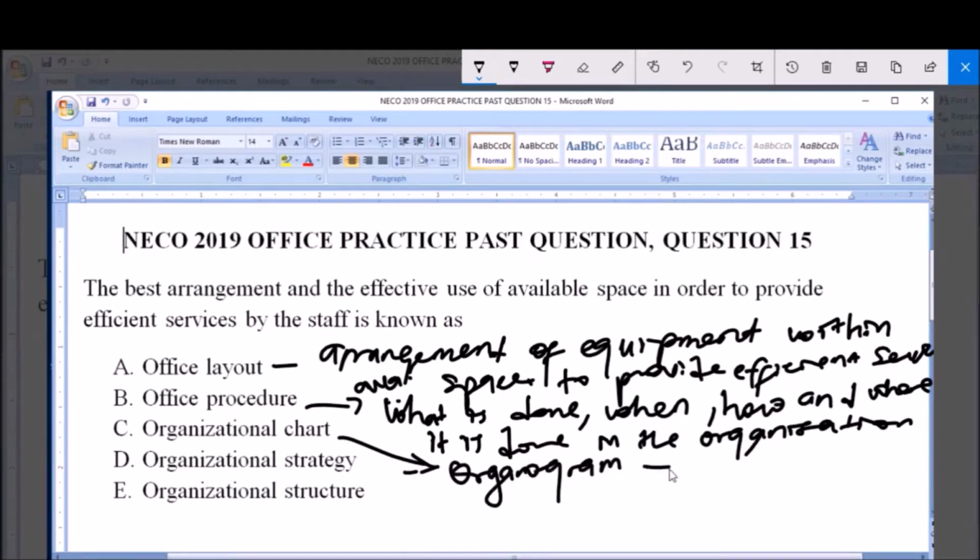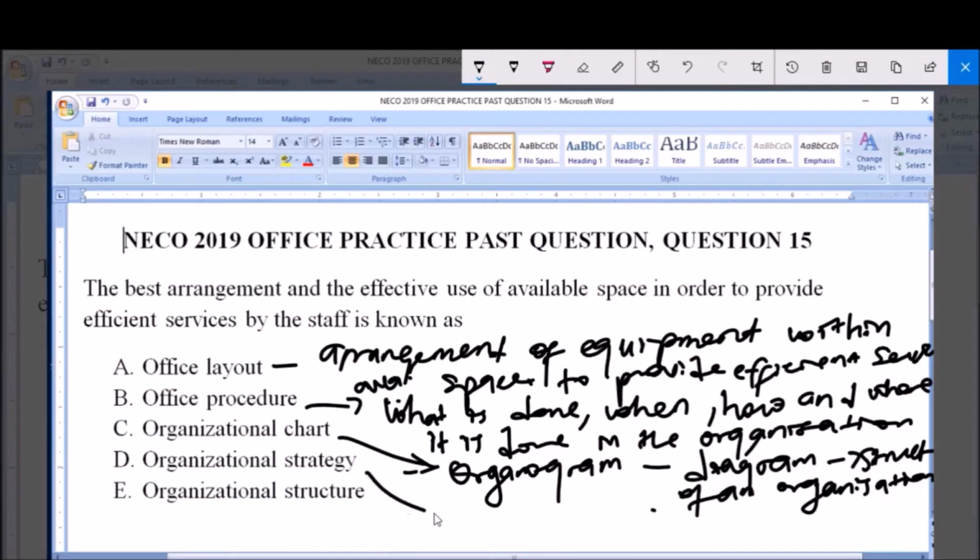And this organizational chart is just a diagram that shows the structure of an organization and the relationship and relative ranks of its parts. So this diagram just shows the structure of an organization, its various parts and ranks. Now D here says organizational strategy.